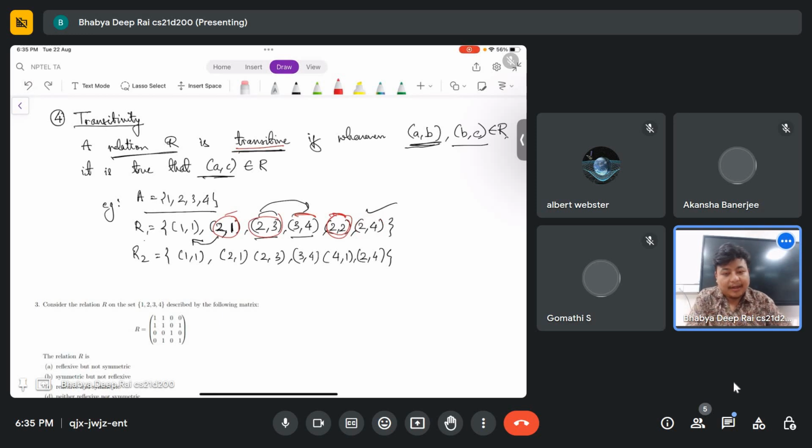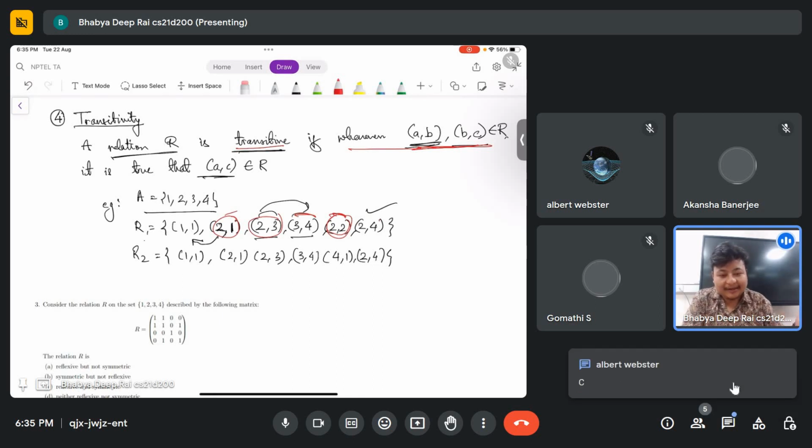So no. And everything is satisfying this property that whenever (A, B), (B, C) is there in the relation, then (A, C) is there. So it is transitive. Okay, then this is transitive.